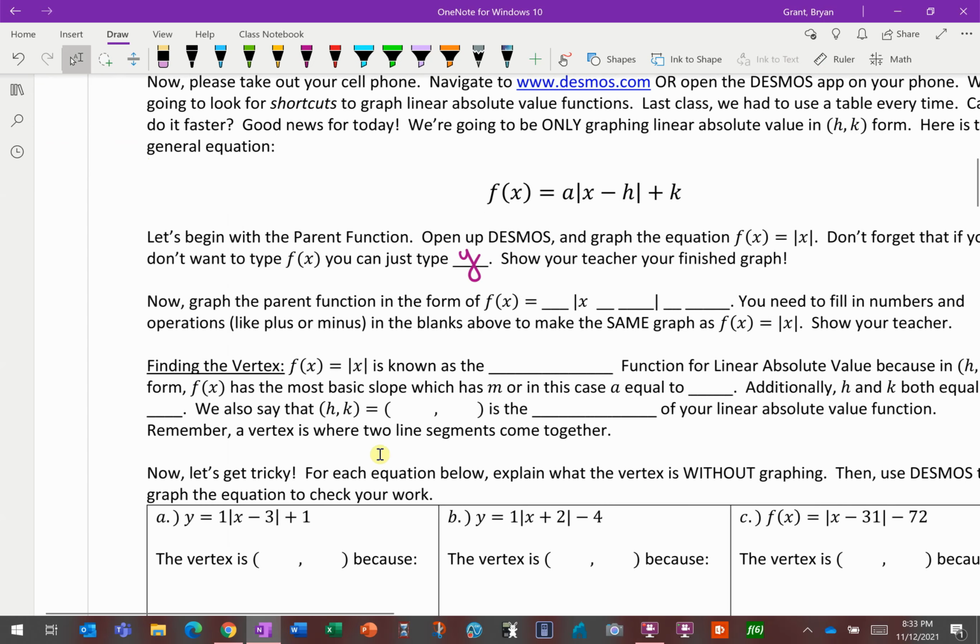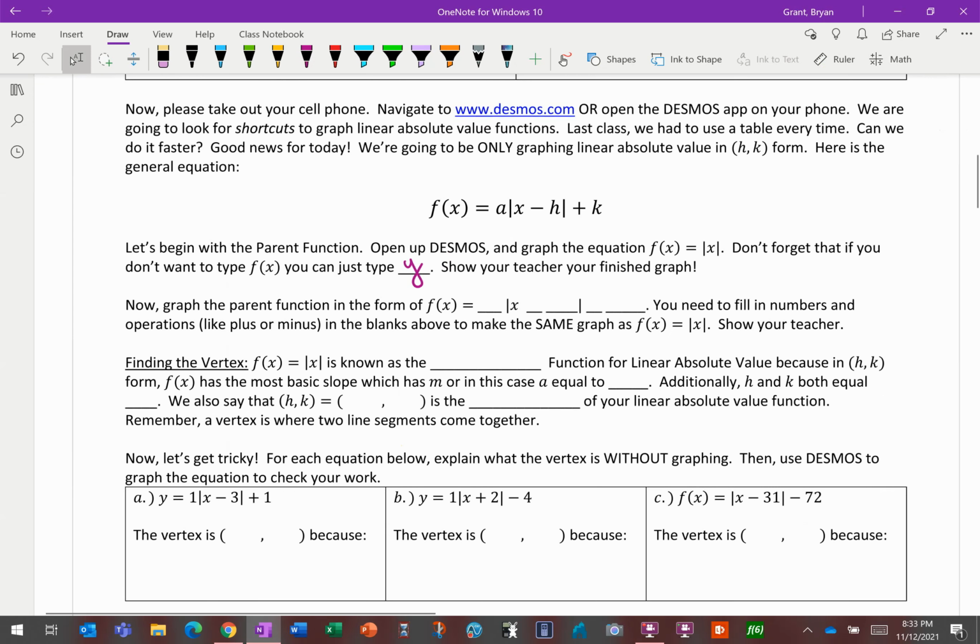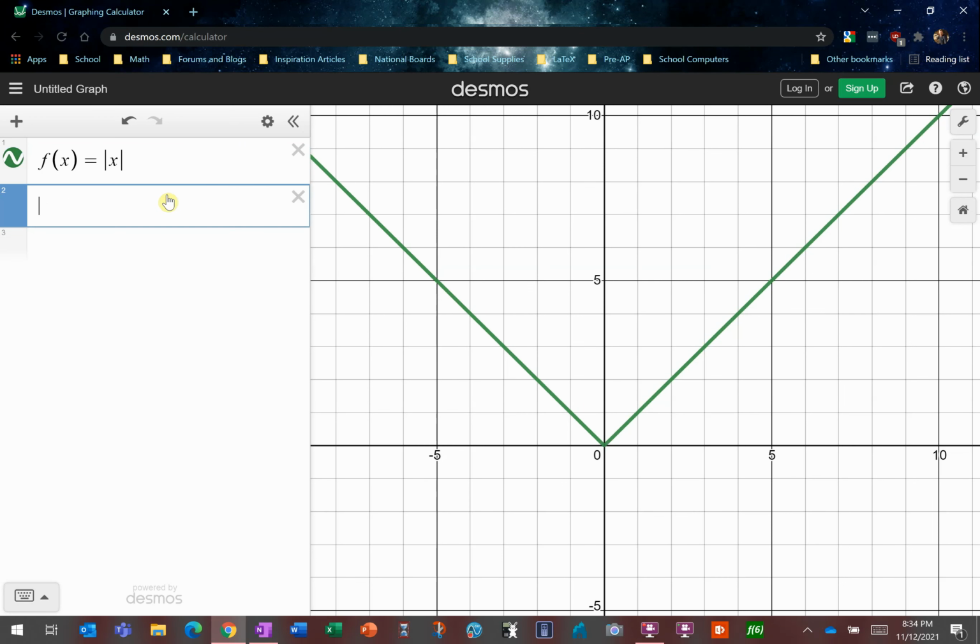Now, graph the parent function in the form of f of x equals a blank, and a blank, right? We're filling in a, h, and k. You're going to need to fill in numbers and operations like plus or minus in those blanks above to make the same graph as f of x equals the absolute value of x. So it's going to look like this. We're going to do a new graph. There's going to be some blank that goes there, and some blank that goes here, and some blank that goes here. Now you might think, ooh, maybe a 0 goes here.